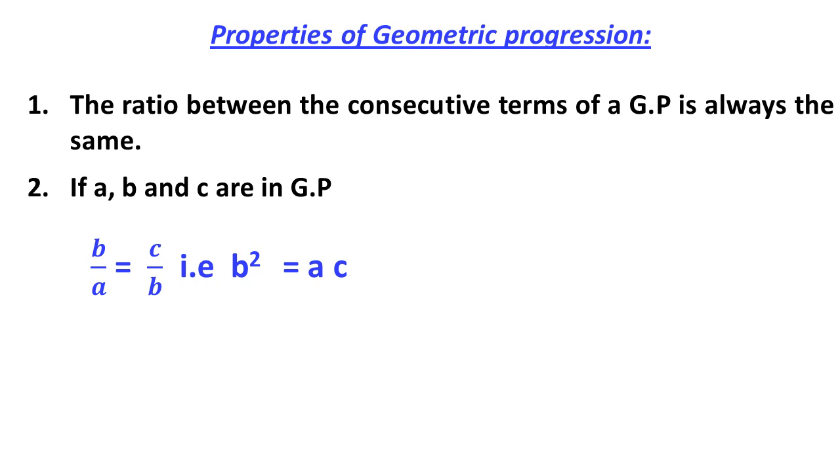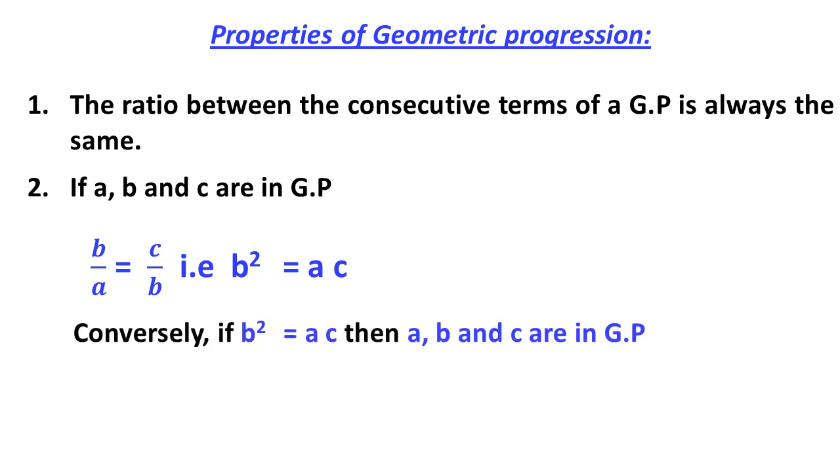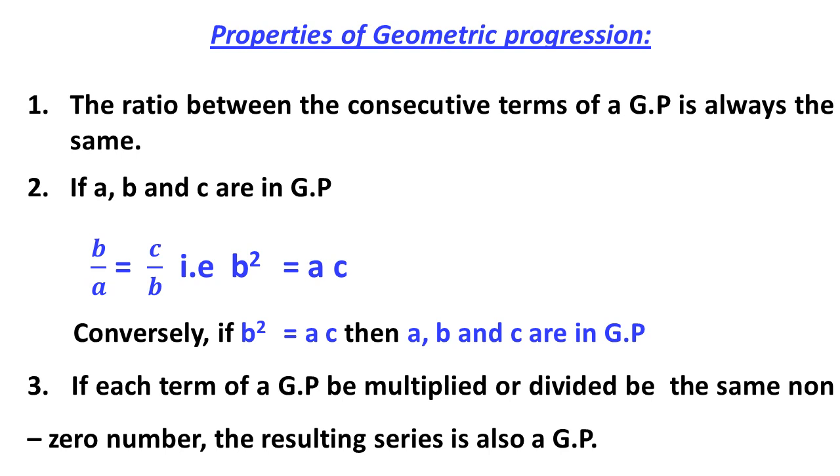That means if B square is equal to AC, then we can say that the terms A, B and C are in GP. The next property is, if each term of a GP is multiplied or divided by the same non-zero number, the resulting series is also a GP. Let us understand this property while solving the problems in detail.